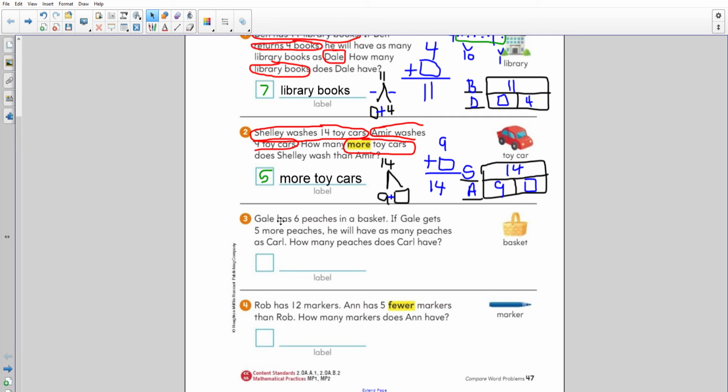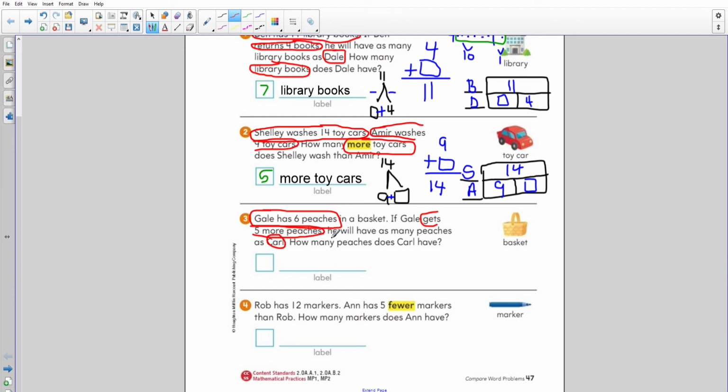Let's try this next one. Gail has 6 peaches in a basket. If Gail gets 5 more peaches, he will have as many peaches as Carl. How many peaches does Carl have? All right. Well, let me go back and circle important information. Gail has 6 peaches. If Gail gets 5 more peaches, all right, so gets 5 more, he will have as many peaches as Carl. Carl's my second person who also has peaches.